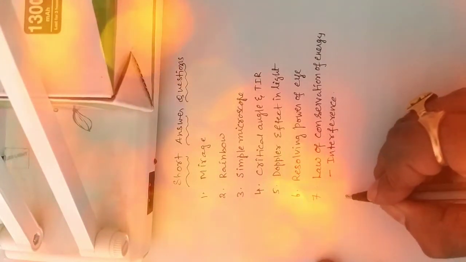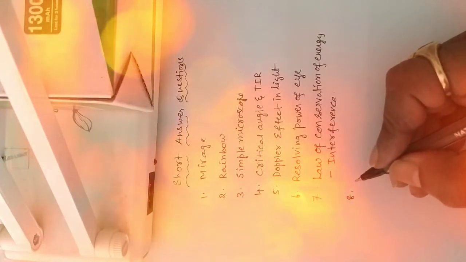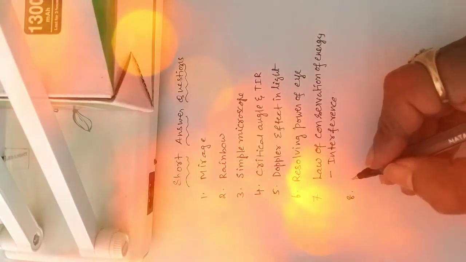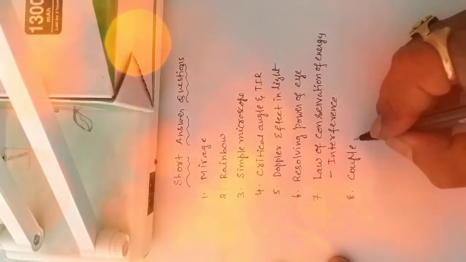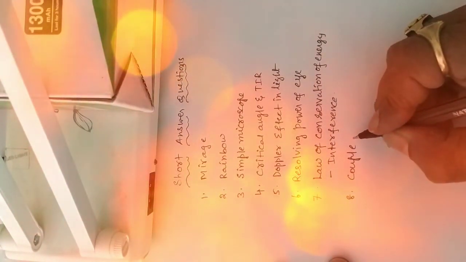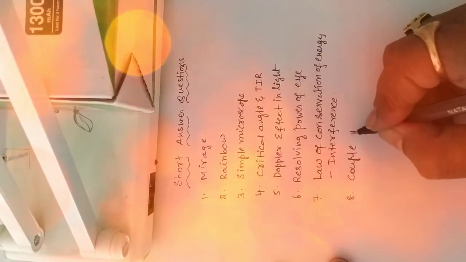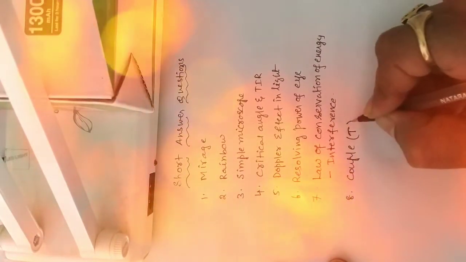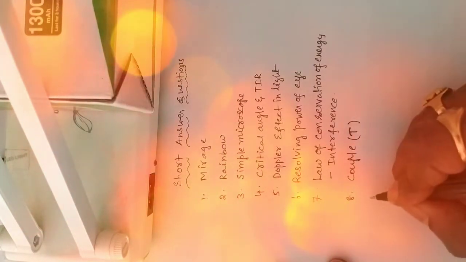This is the seventh question. Eighth question, derive the equation for the couple acting on an electric dipole in a uniform electric field. Couple tau is equal to torque, you have to derive the couple. This is also very important, couple.